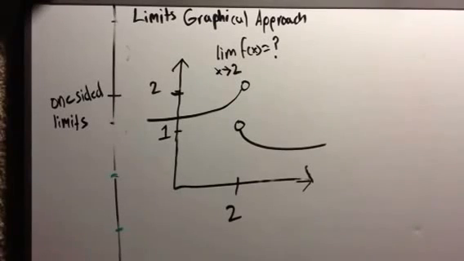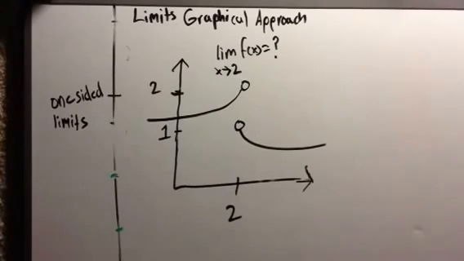So in this video today we're going to be going over limits, the graphical approach, and one thing I'm going to introduce to you is one-sided limits. What I mean by one-sided limits is when a function approaches a certain limit from the negative side and a function approaches a certain limit from the positive side.